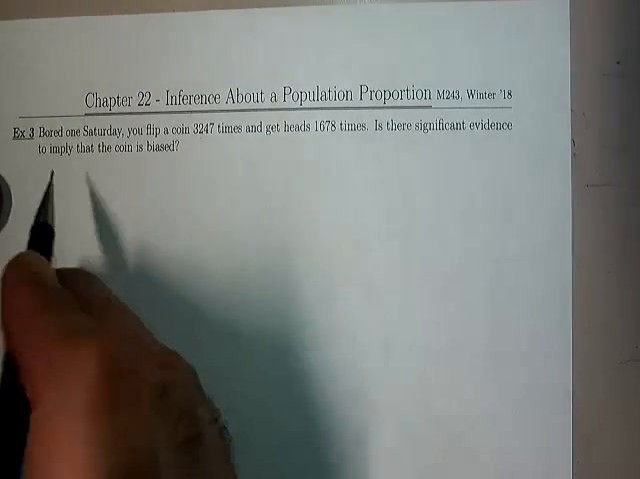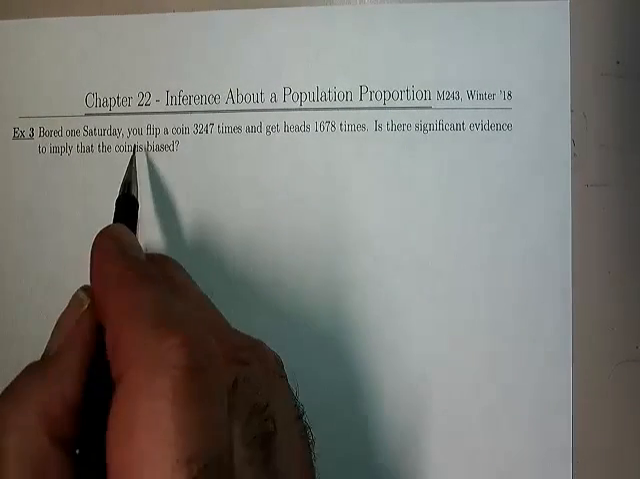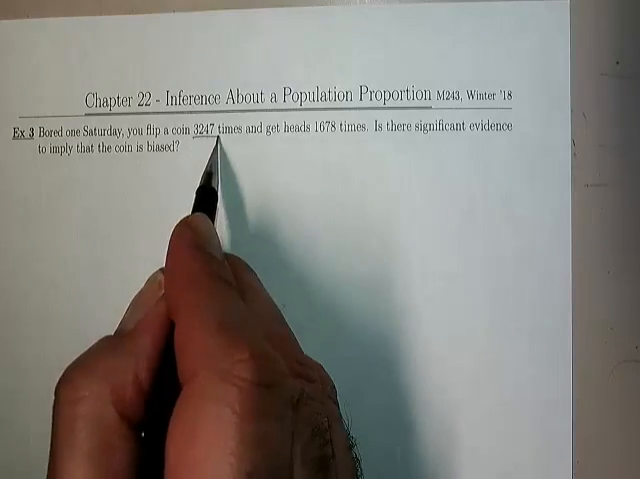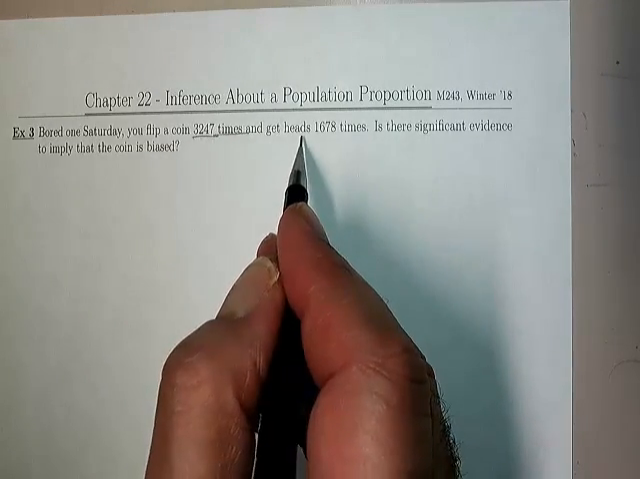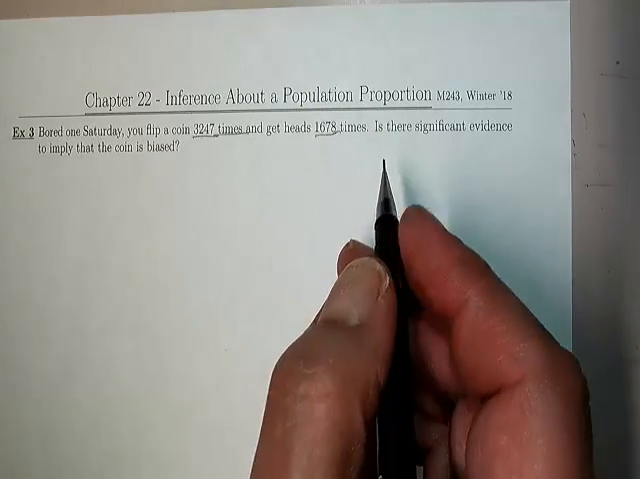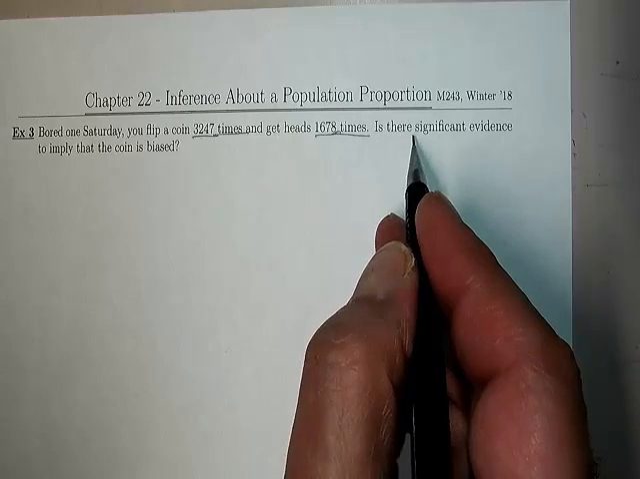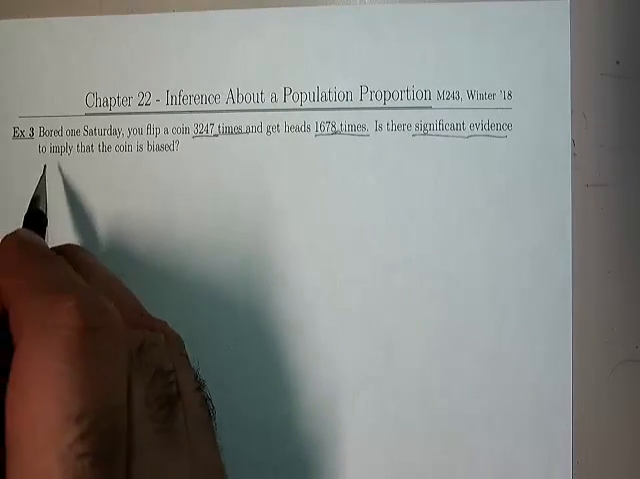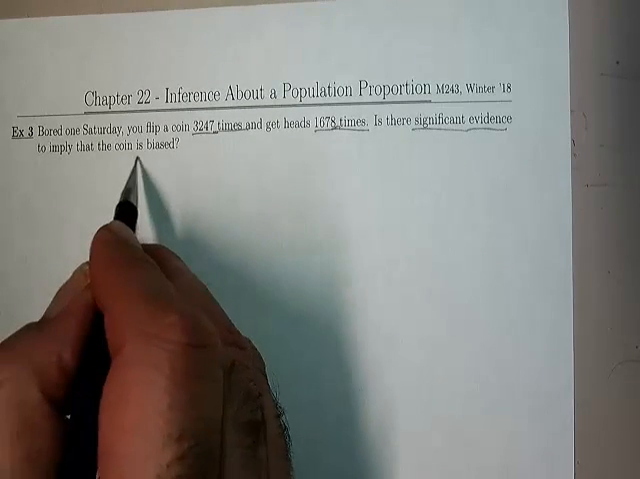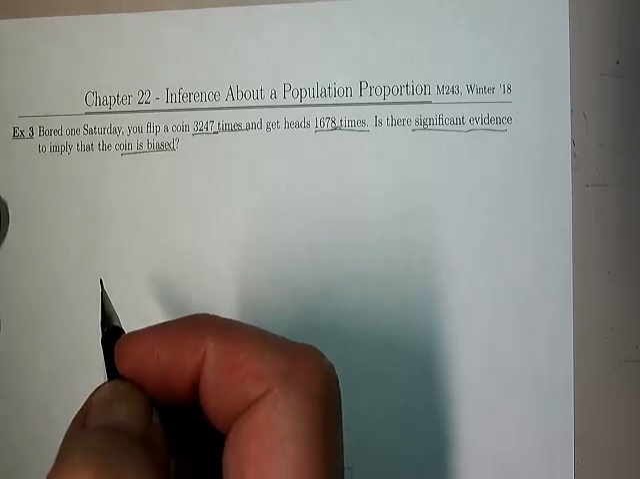This is example 3. It says, bored one Saturday, you flip a coin 3,247 times and get heads 1,678 times. Is there significant evidence to imply that the coin is biased? We want to know that.